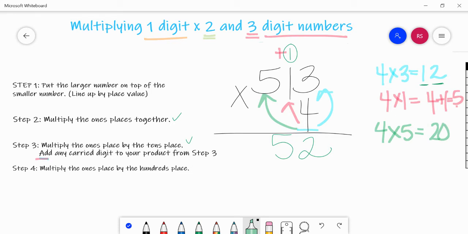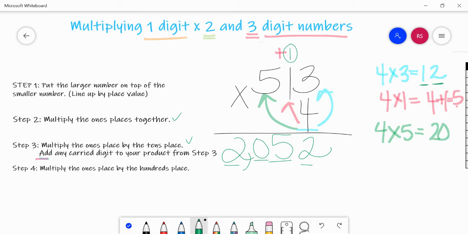Now, I don't have any other digits in my larger number, so there's nothing that I can carry over. So I'm done. I just bring this 20 down. I look at where my comma belongs because I have ones, tens, hundreds. Now I need to put my comma to separate my thousands place. And my product is 2,052.